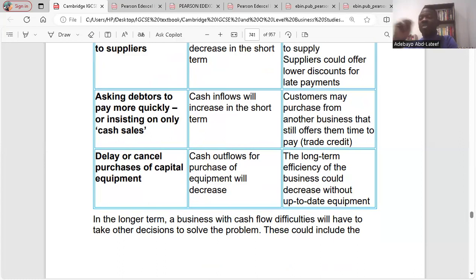That also reduces your cash outflow. But the problem is that the long-term efficiency of the business might be affected because you won't be able to buy equipment that would increase your output. Do you get the point there?